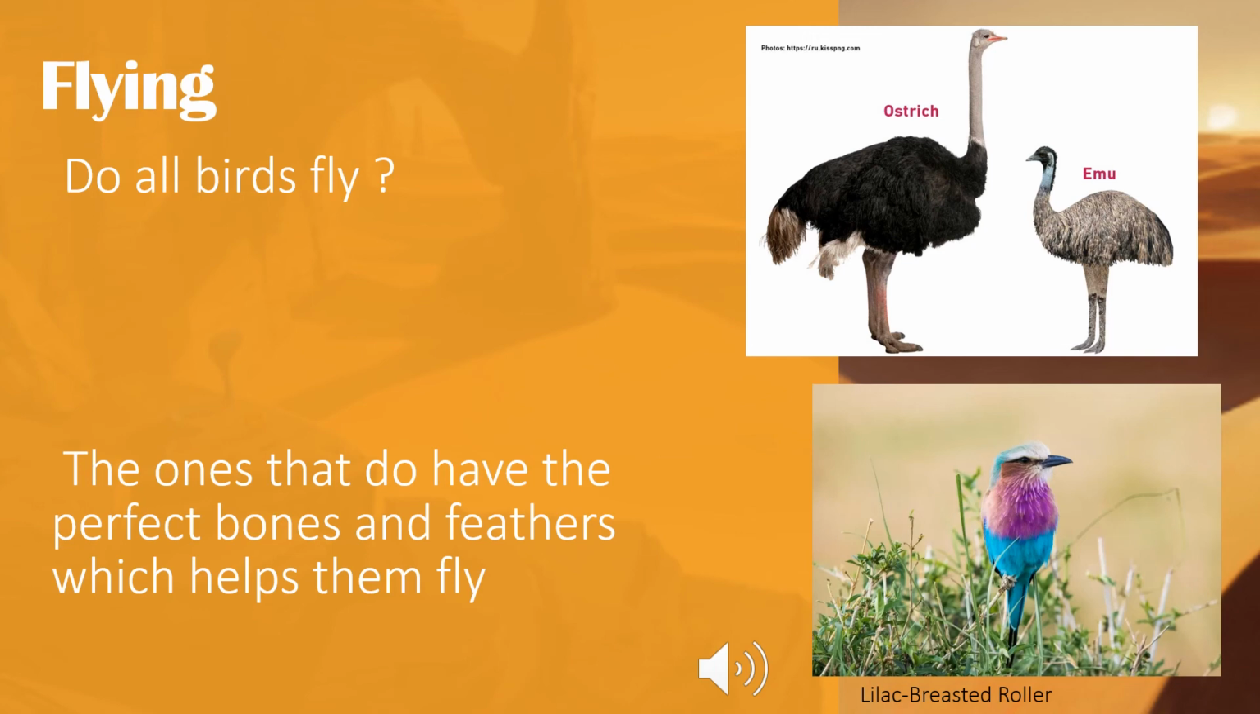But when we look at the bottom one, which is the lilac-breasted roller, we see that he is small and dainty, and he has long wings. Those wings allow him or her to fly and glide through the air. They also have hollow bones that do not weigh them down in comparison to the ostrich and the emu.